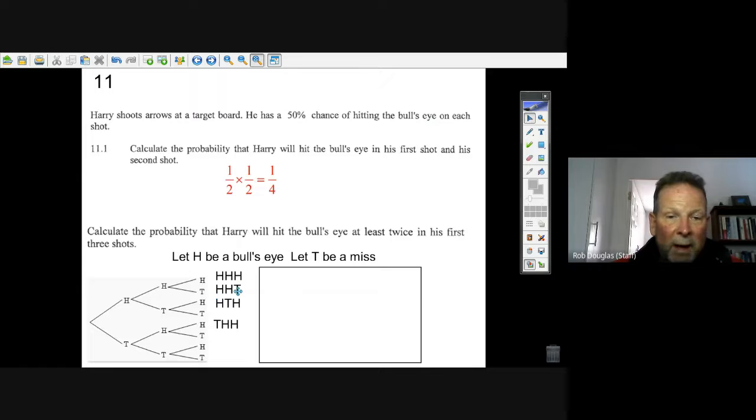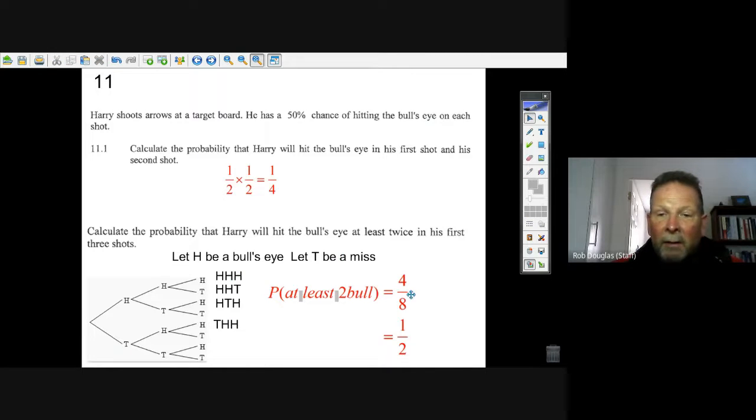You could get 2 heads and then a tail. You could get a head and a tail and a head. And you could get a tail and a head and a head. Well, there's only 4 things out of 8 things that are at least 2 heads. And so that's how you get your answer. There's 4 out of 8, which is a 50% chance of getting at least 2 bulls.